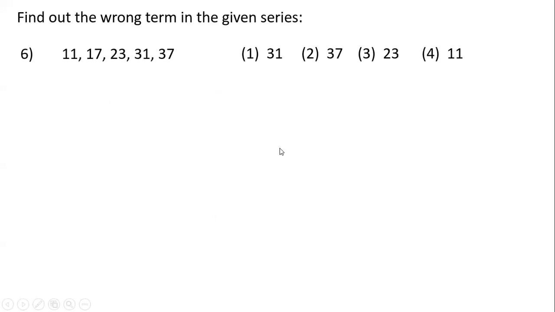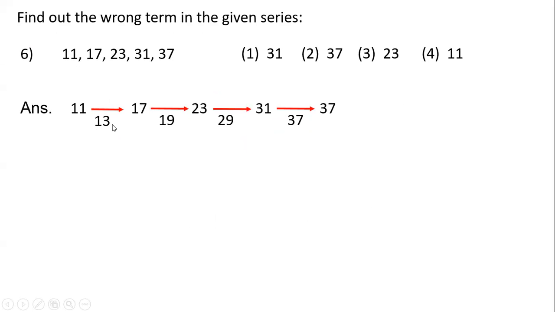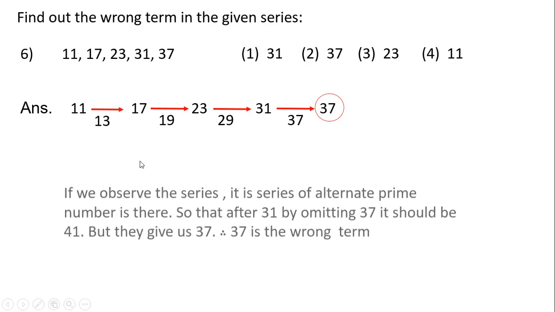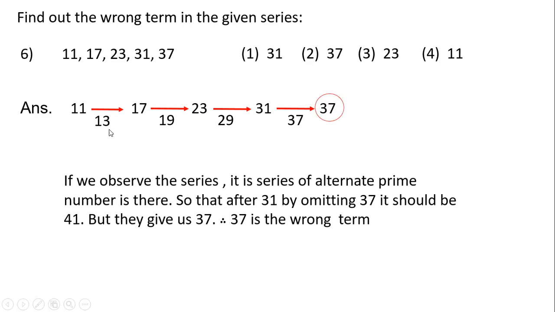In this series, if we observe, every time one alternate number we omit. That is, after 11, 13 is omitted, then 17, after 17, 19 omitted, then 23, after 23, 29 omitted, then 31, and after 31, 37 is omitted, it should be 41, but they give us 37 in the question. So our wrong term will be 37, which comes on option number 2.